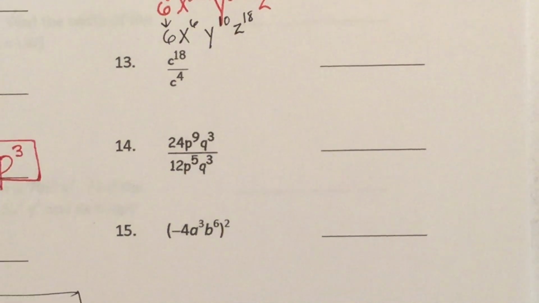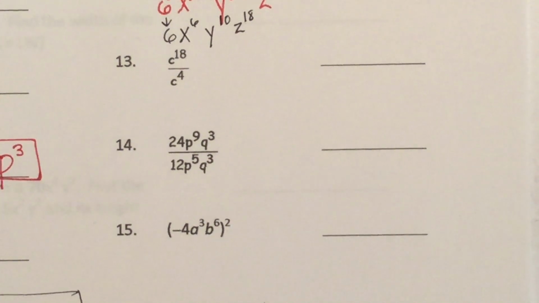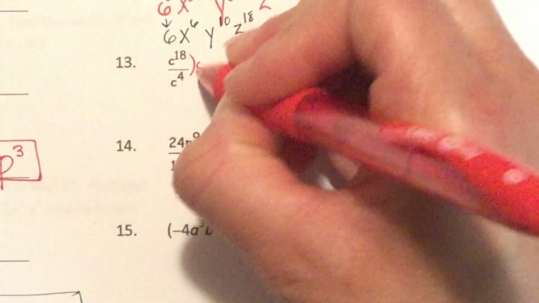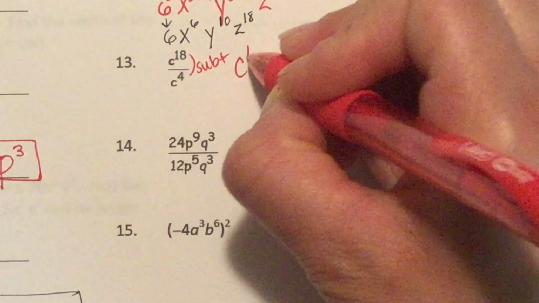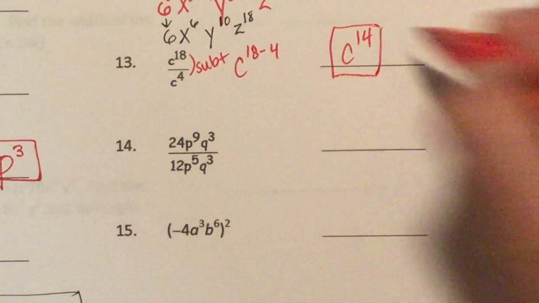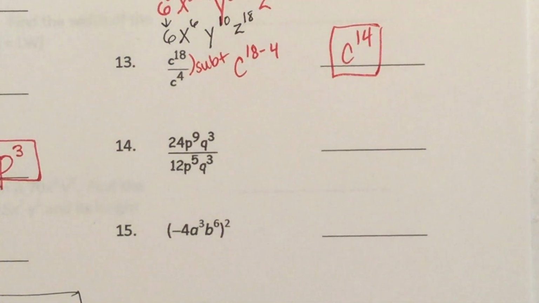Number 13, you have c to the 18th divided by c to the 4th. When it is division, you subtract your exponents, so c to the 18th minus 4 is c to the 14th power.